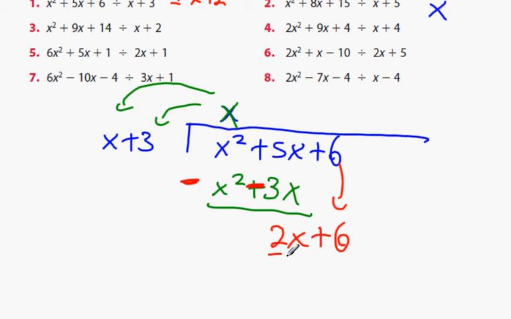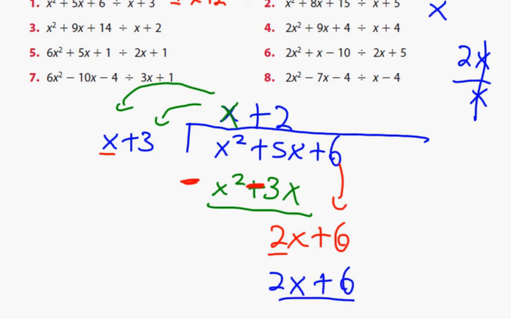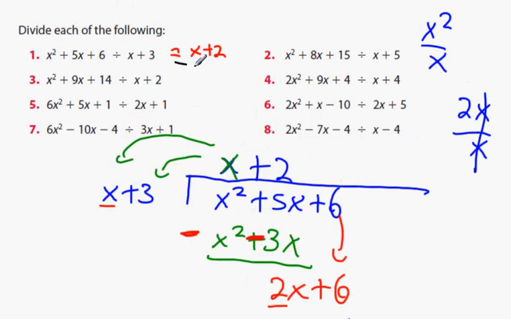Now, what is 2x divided by x? Anybody? 2x divided by x. Plus 2. What's 2 multiplied by x? 2x. 2 multiplied by 3? Plus 6. Take them away. You get minus, and we get 0. Is x plus 2 the answer we were expecting from our first method? Yes, it is. Okay, we'll try another one.